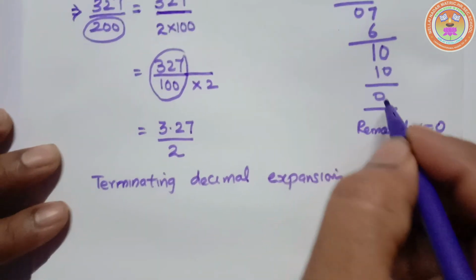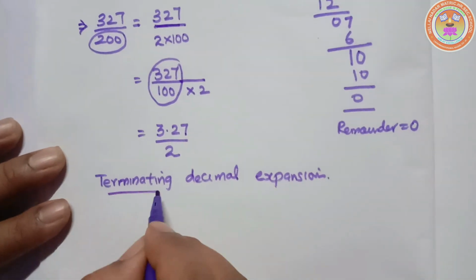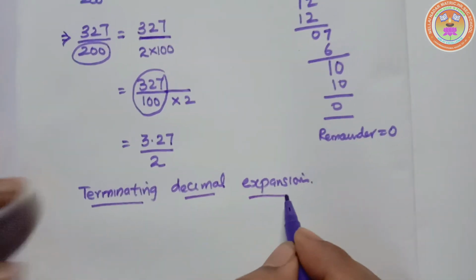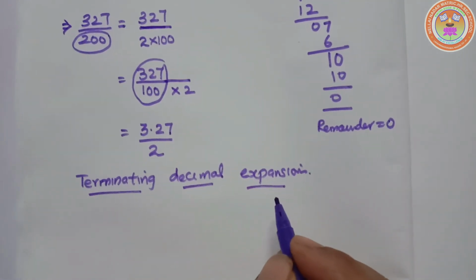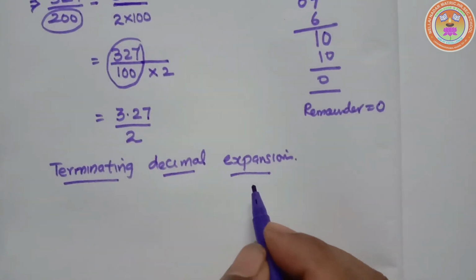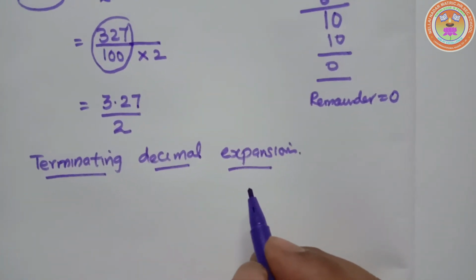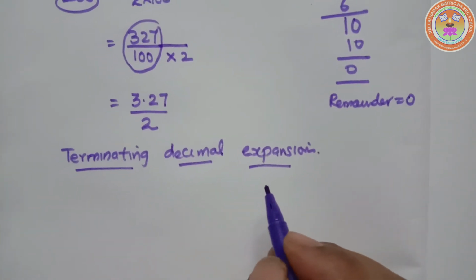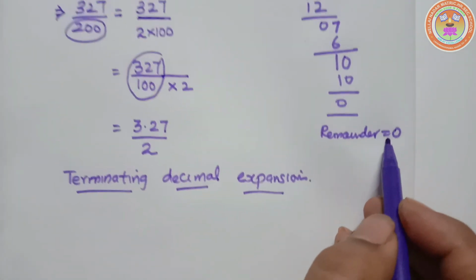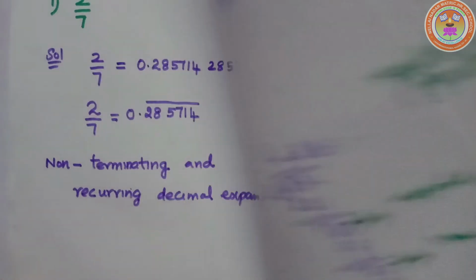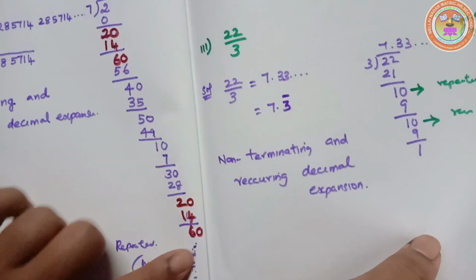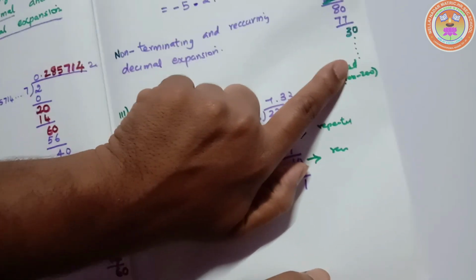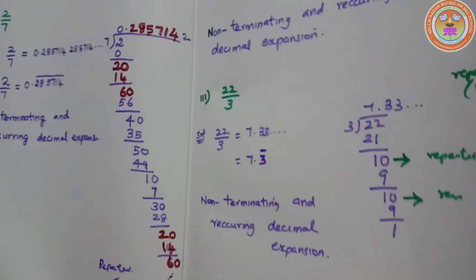That is, it comes to an end. It comes to an end means you can say terminating decimal expansion. Is it clear, children? So you know what is the difference between terminating and non-terminating or recurring decimal. Terminating decimal means the remainder you should get 0. Non-terminating decimal means it goes on. Okay, children.